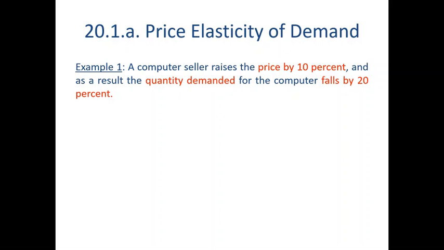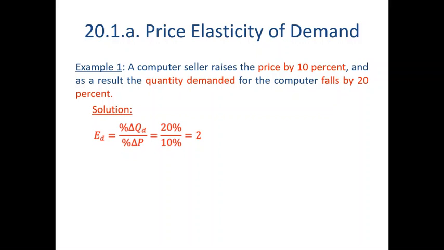Now, if we plug the numbers into the formula, you will notice that what we will have is percentage change in quantity demanded over percentage change in price. That is 20% over 10%, which is equal to 2. This translates into, for every 10% change in price, there's a bigger change, which is 20% in quantity demanded.